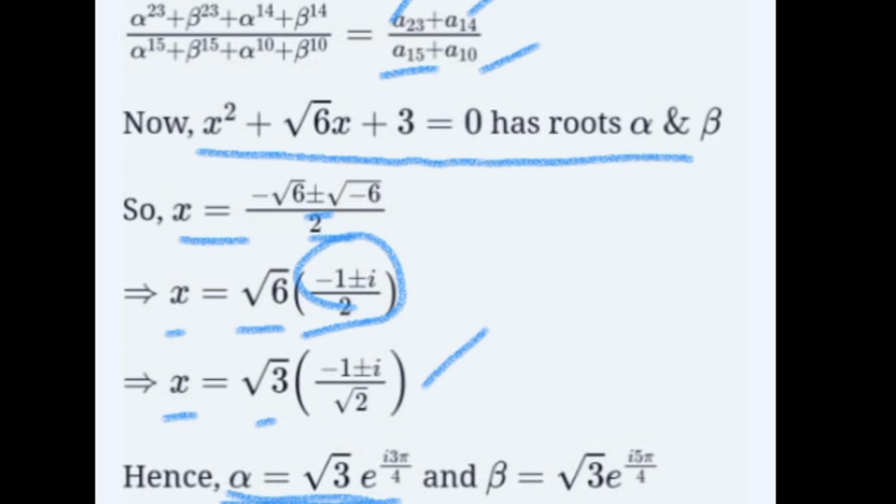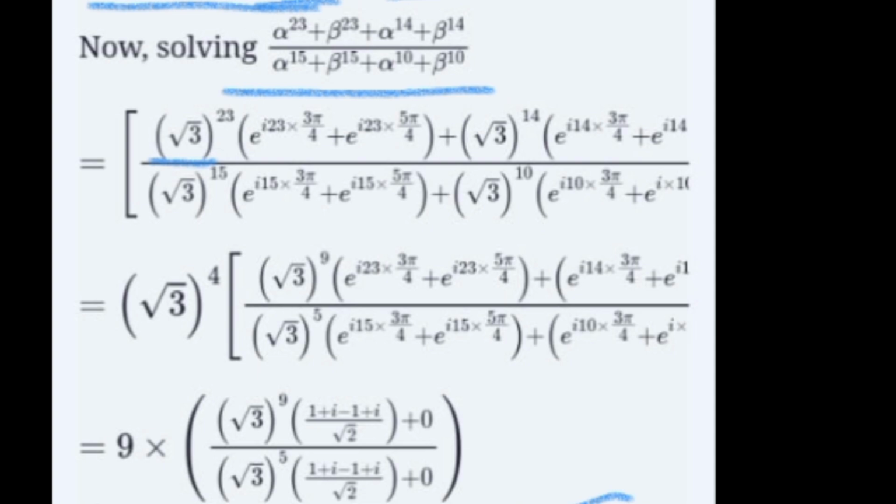So in polar form, alpha is equal to root 3 e power iota 3 pi by 4 and beta is equal to root 3 e power iota 5 pi by 4. This gives root 3 power 23 times e power iota 23 into 3 pi by 4 plus e power iota 23 into 5 pi by 5 4, plus root 3 whole power 14 is common, times e power iota 14 into 3 pi by 4 plus e power iota 14 into 5 pi by 4.